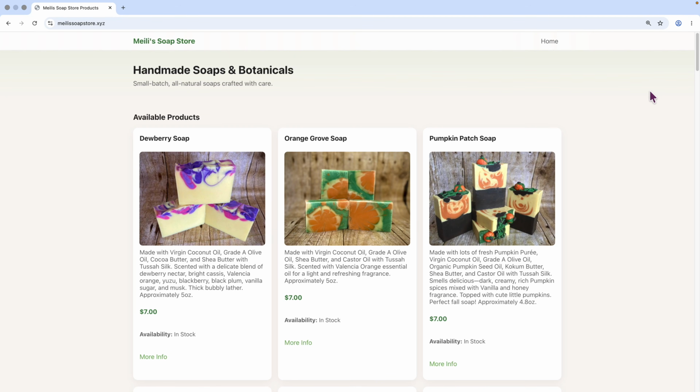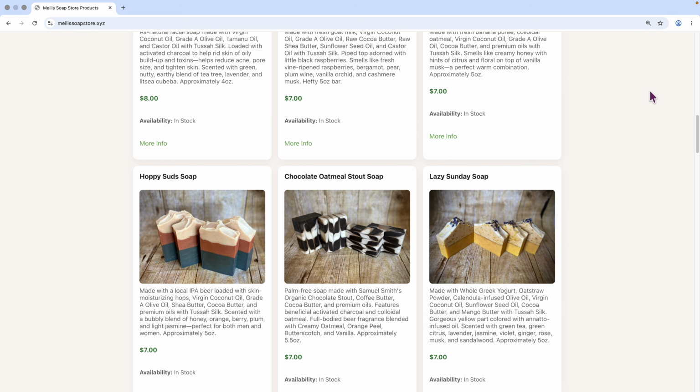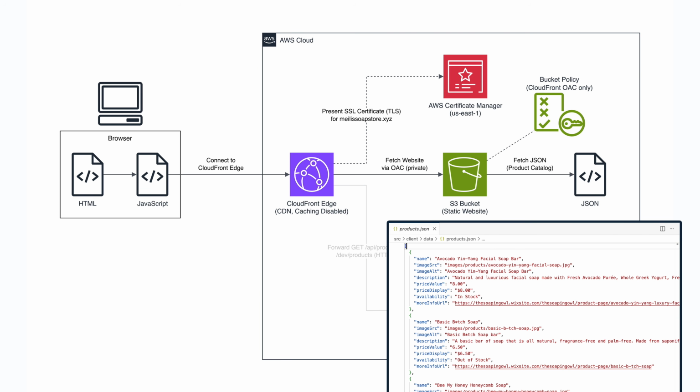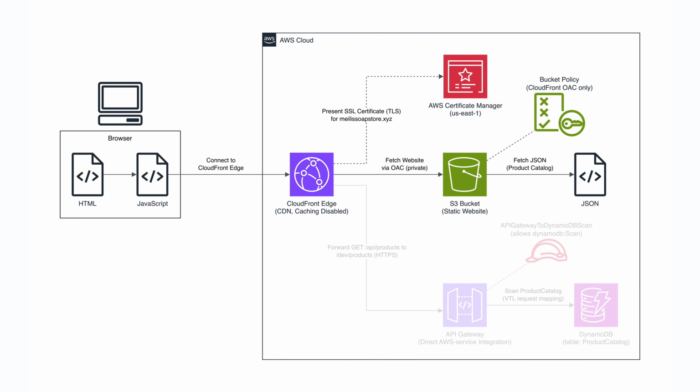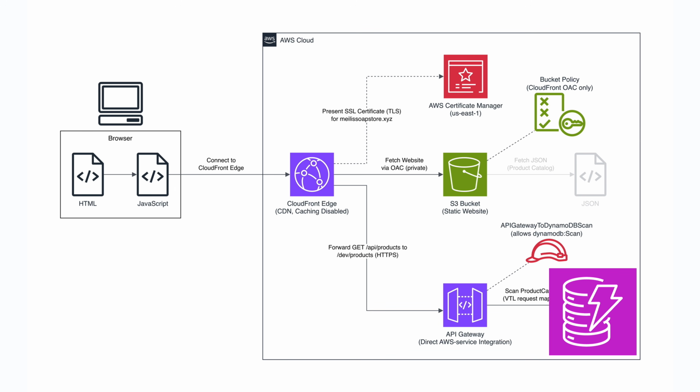Okay, so I wanted to give a little update on this e-commerce website I've been working on, Maylee's Soap Store. Previously, I was pulling in all the product catalog data from a simple JSON file that was stored in an S3 bucket on AWS, along with all the other static website files. That worked out pretty good when I wanted to build a bare-bones HTML JavaScript prototype, but now I figured it was time to move all that catalog data into a proper database.